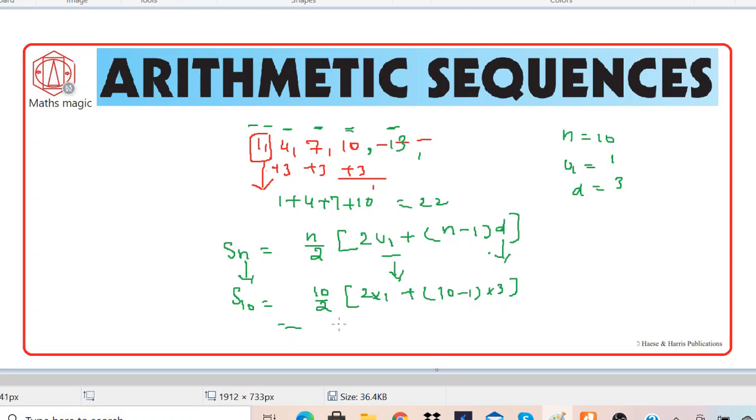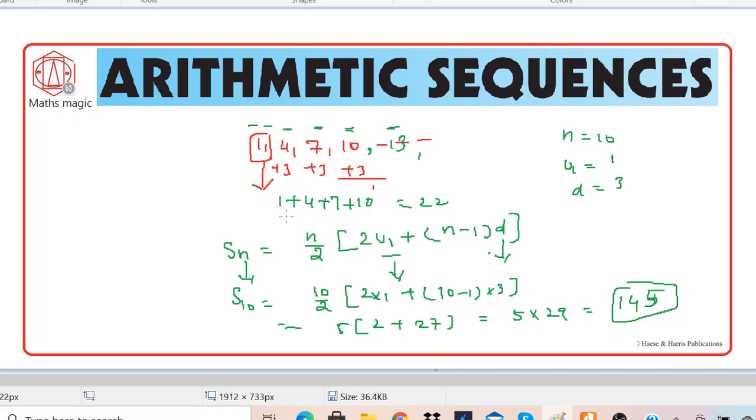So we can simplify this. It's 5, 2 and it's 9 into 3 is 27. And then 27 plus 2 is 29 and into 5. You can multiply this. So you can multiply 29 with 5 and you get 145 as the final answer. So this 145 is the sum of the first 10 terms of this sequence. You can find the sum of the 100th term, 200th term, as much as you want.